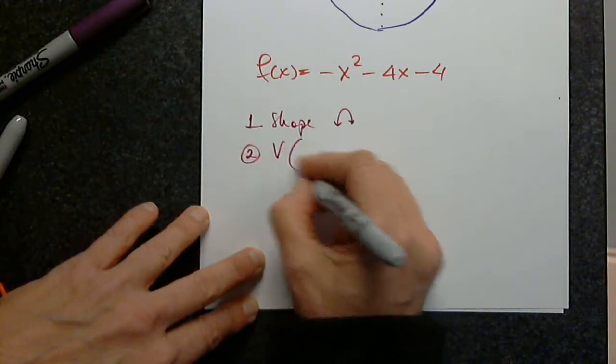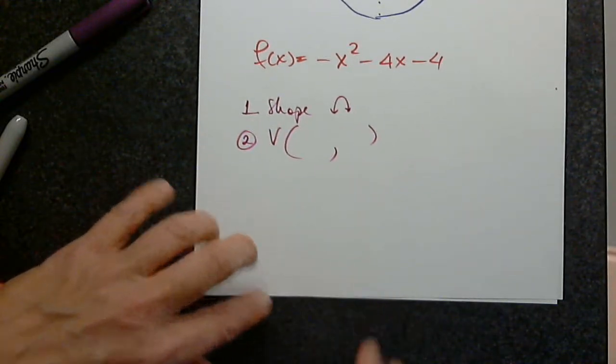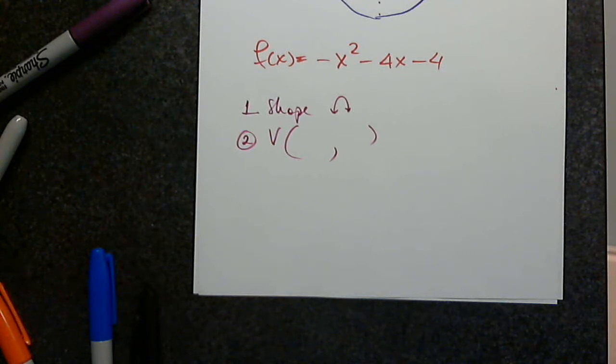Number 2, I need to find the vertex. And I need to remember how to find the x-coordinate of the vertex. And then I'm in business, because then I will be able to find the y.